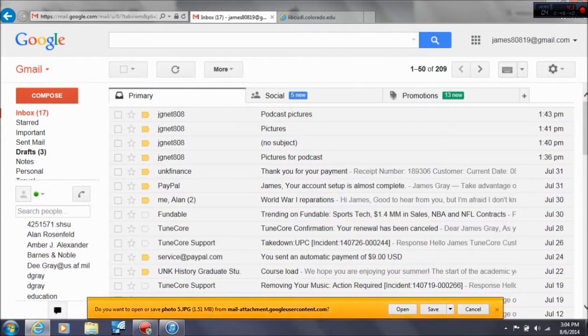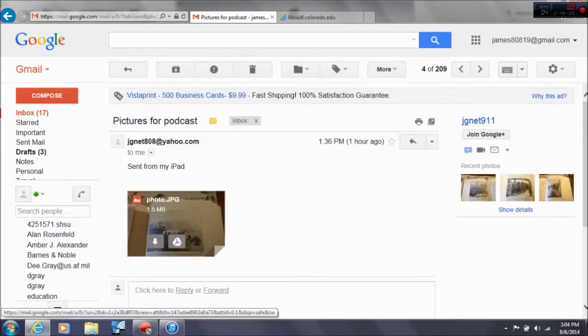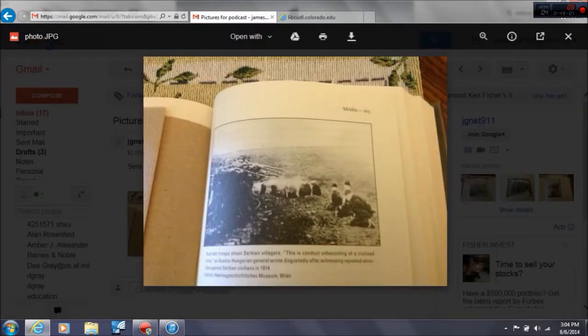In fact, when the Austro-Hungarian forces crossed the border into Serbia, this was an action that occurred. In Šabac, early on in the war, Austrian troops slaughtered an entire village. Again, we can point to this picture here of Serbian villagers being executed.